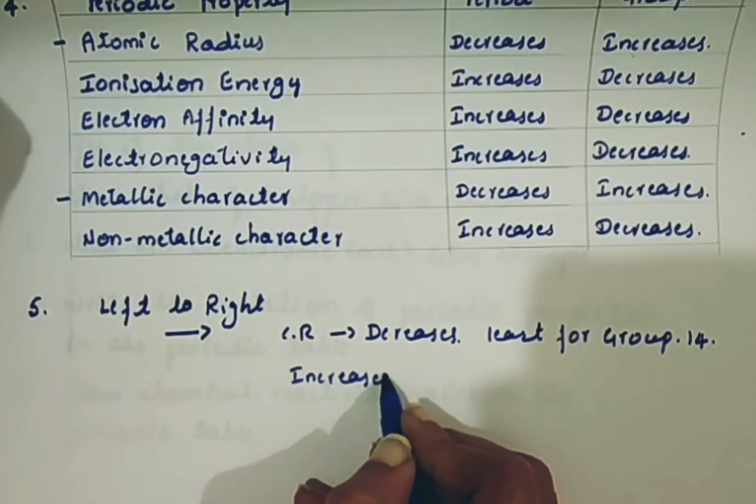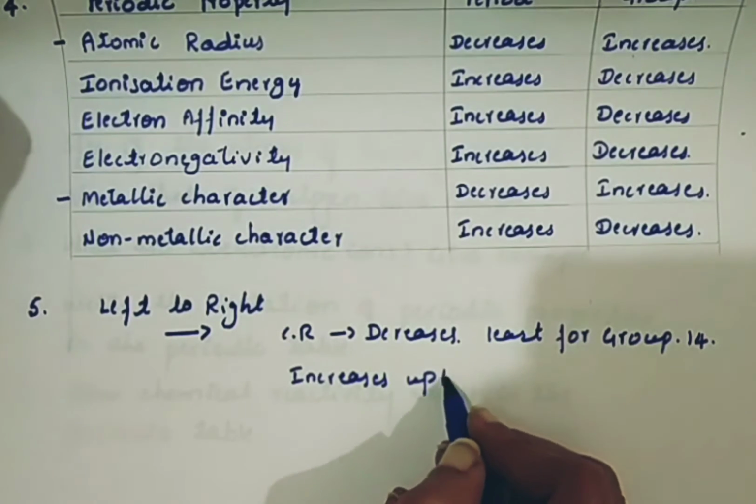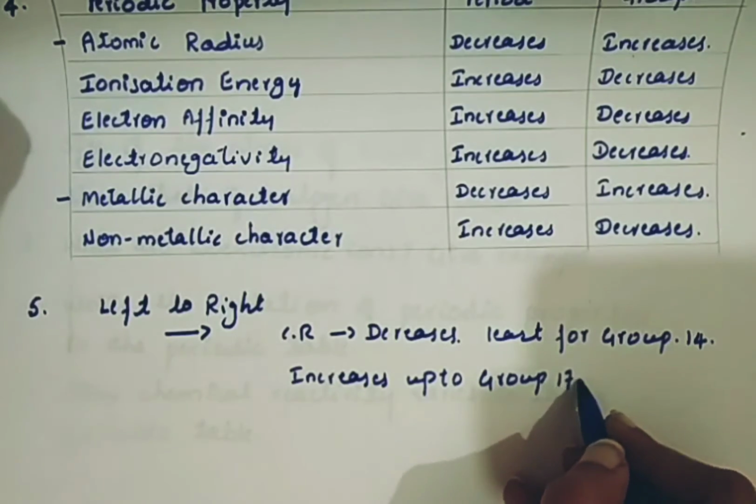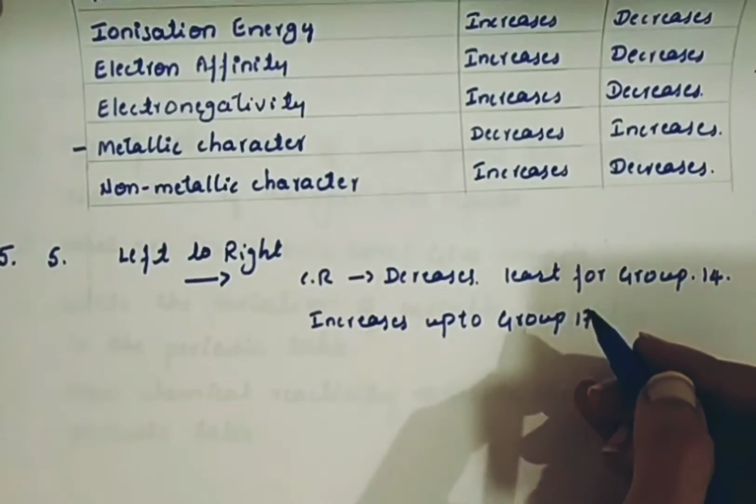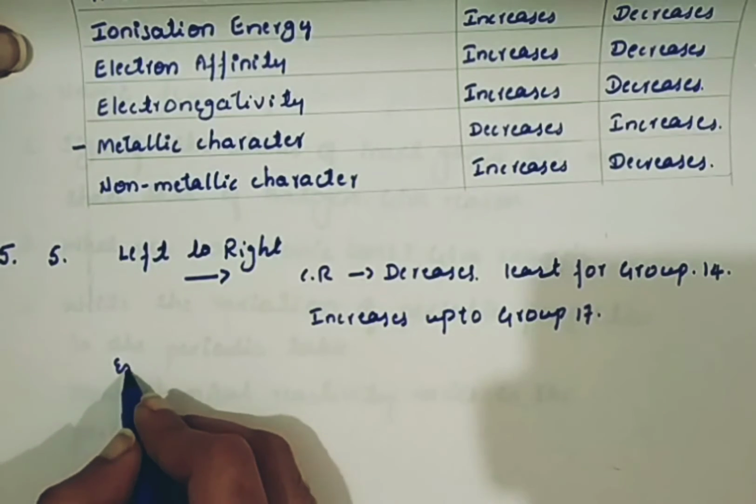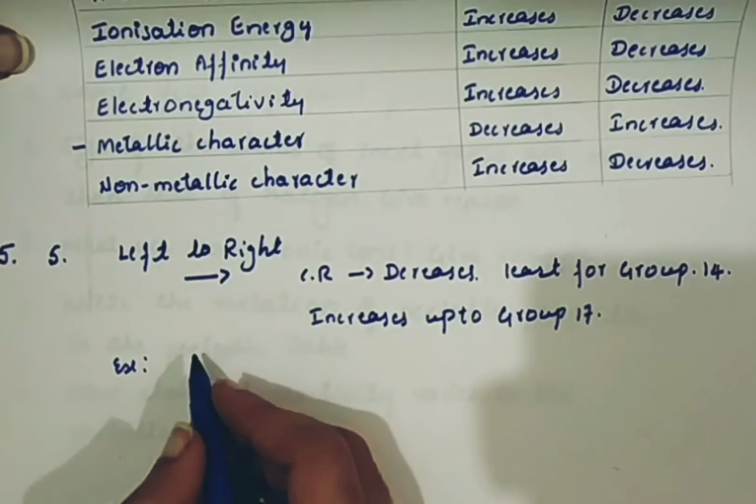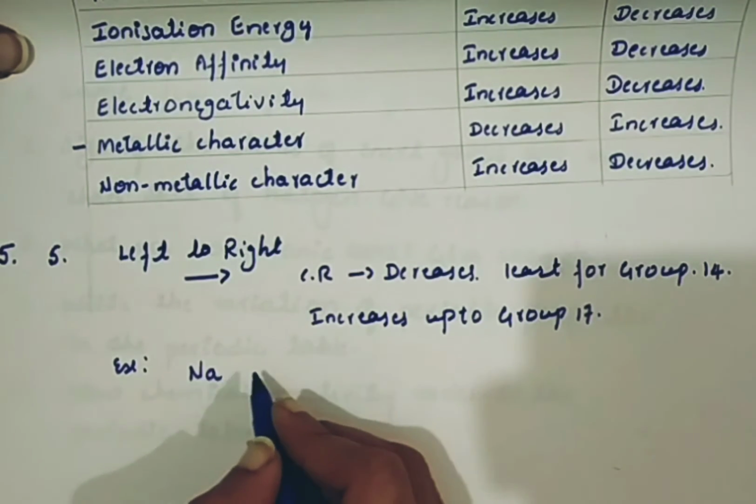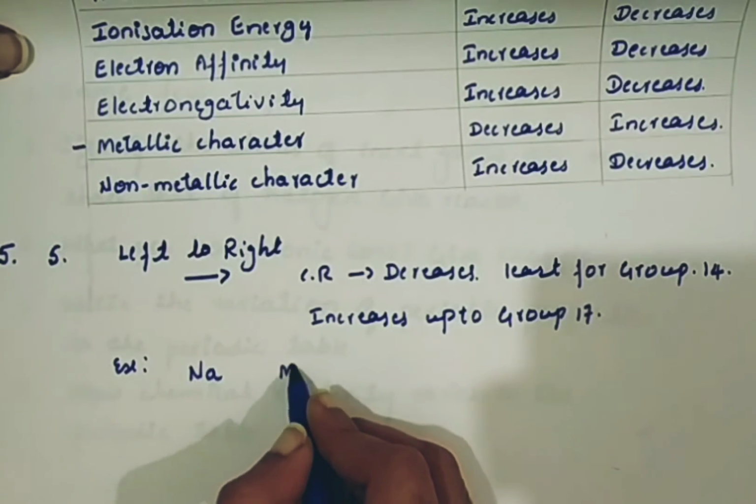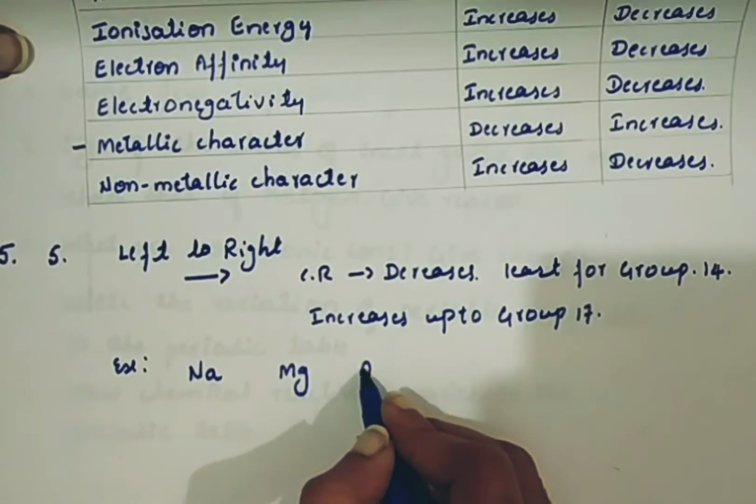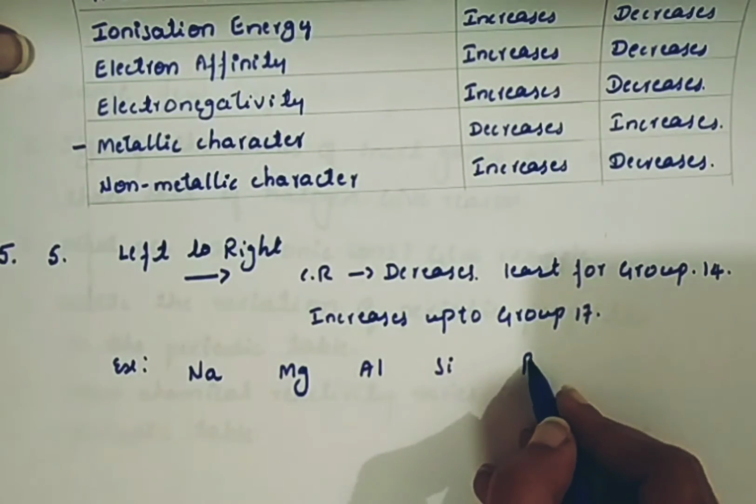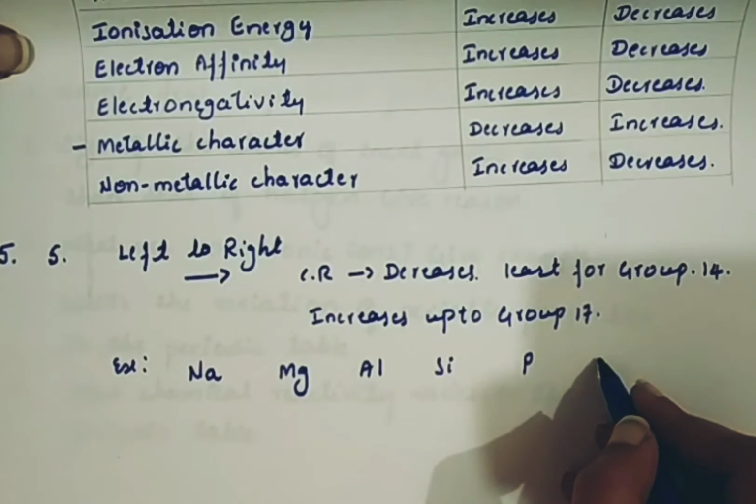We'll consider one example for this. Let us consider period 3 elements. The elements present in period 3 are sodium, magnesium, aluminium, silicon, phosphorus, sulfur and chlorine.